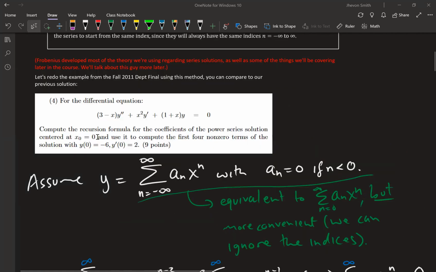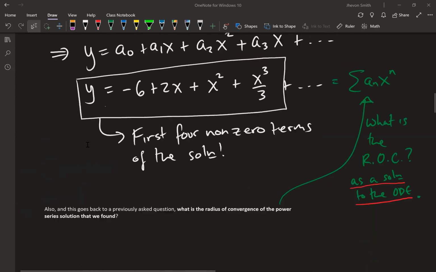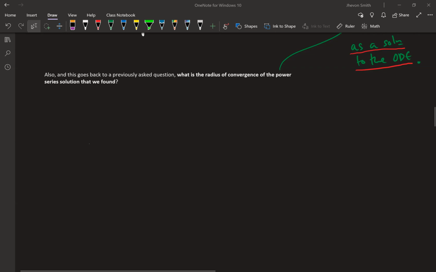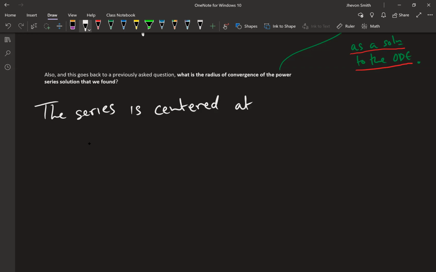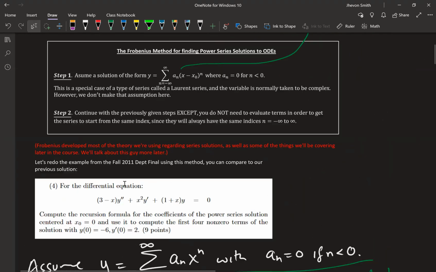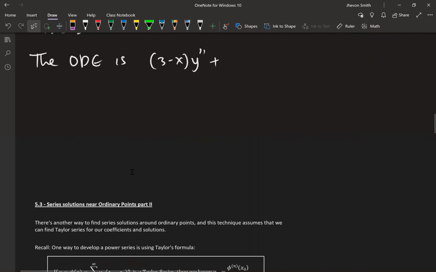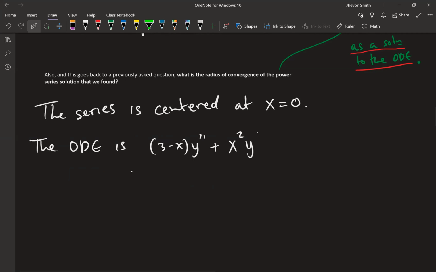Notice that for this problem, we were centered at 0, x equals 0. So the series is centered at x equals 0. The ODE has x squared, 1 plus x. Okay, so now this is combining some of the things that we spoke about before in theory. Okay, so that's my ODE.